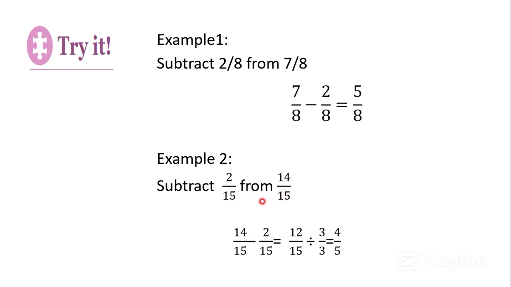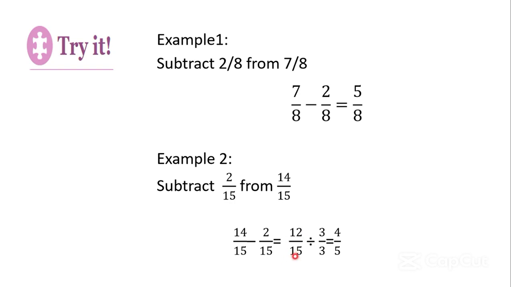Another example, subtract 2/15 from 14/15. There's still the word from. That is why the fraction after from must be written first. So 14/15 minus, there, the subtraction symbol, 2/15. Copy the common denominator and subtract the numerators. 14 minus 2 is 12. Then always remember to simplify your answer to lowest terms.